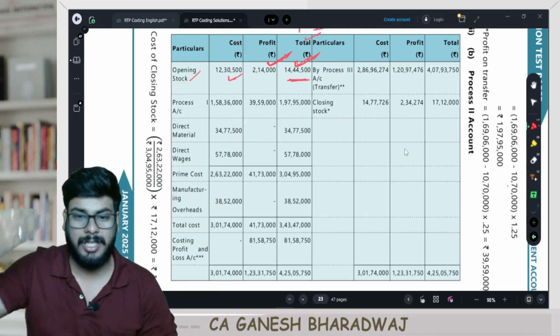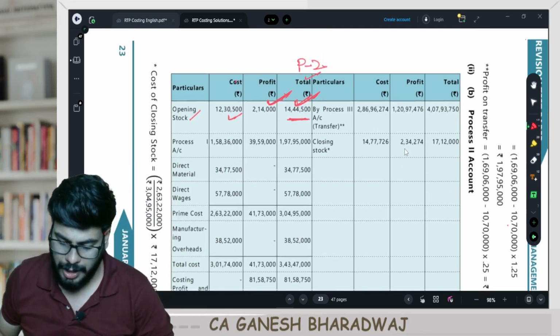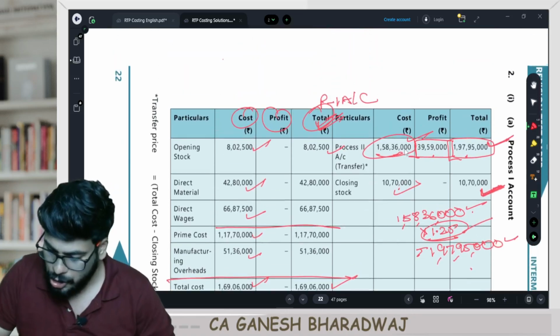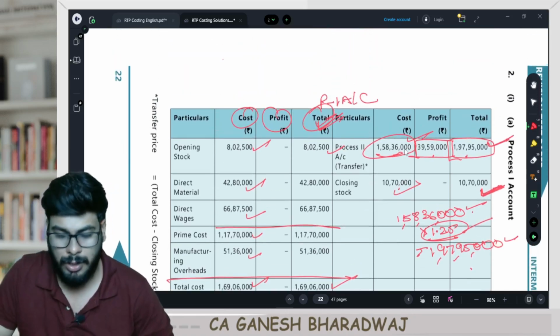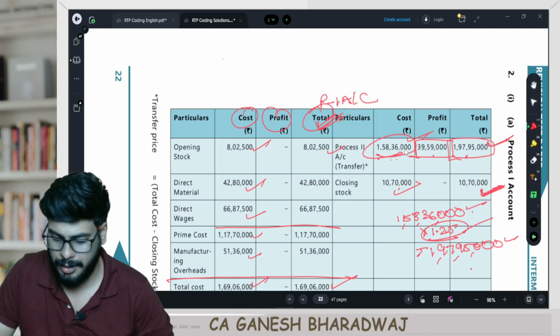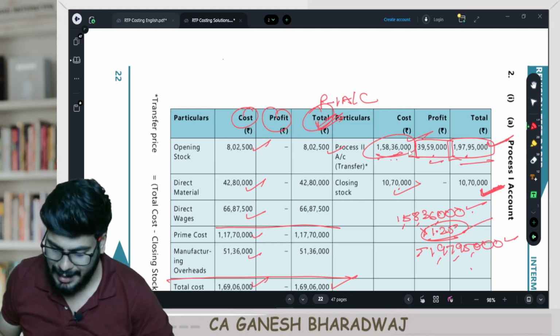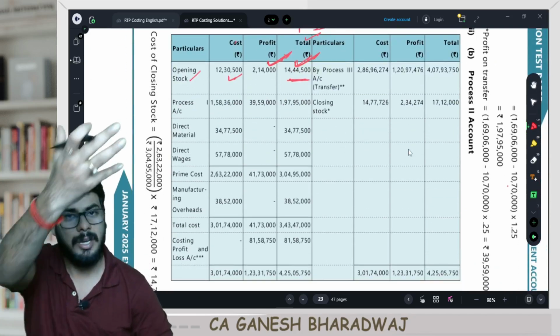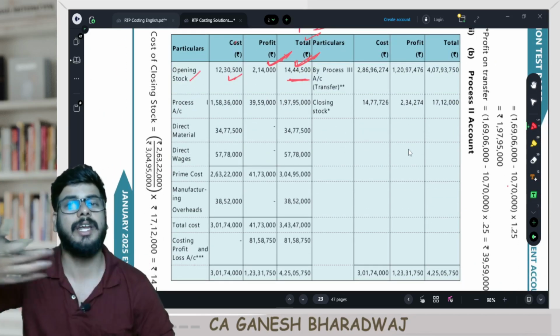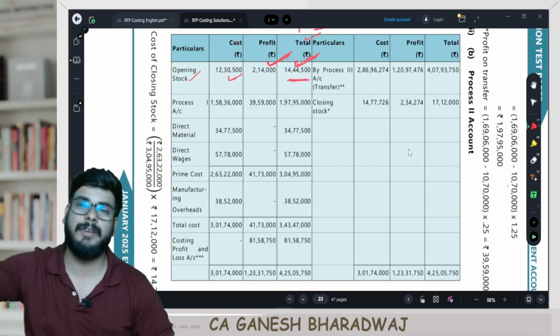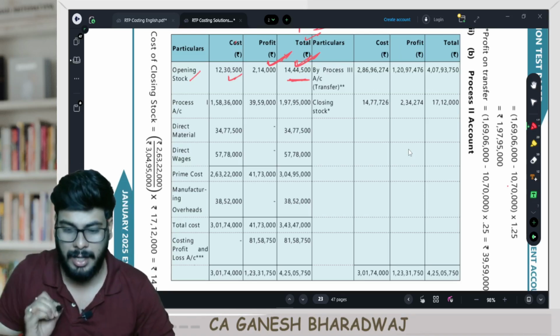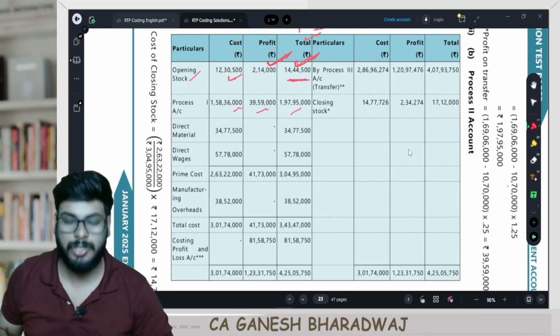Now, from the process 1 account, what is the output that got transferred? We just found it out here. So 1 crore 58 lakh 36,000 with a profit of 39,59,000 in the total column. This exactly comes in here on the debit side because it has now entered process 2 and exited from process 1. So in process 2, it comes as a debit side item. These figures are also available.